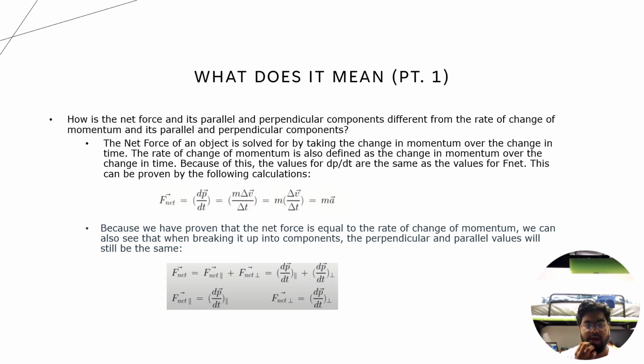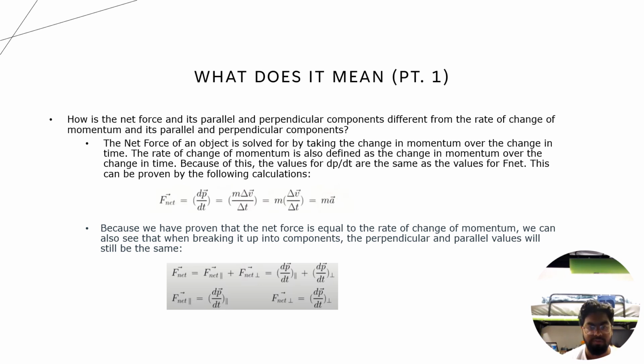How is the net force, and its parallel and perpendicular components, different from the rate of change of momentum and its parallel and perpendicular components? The net force of the object is solved for by taking the change in momentum over the change in time, which you can see in this equation below. This is basically just proving how dp/dt is equal to fnet. And then we can break it down into the components, as you can see on the bottom.